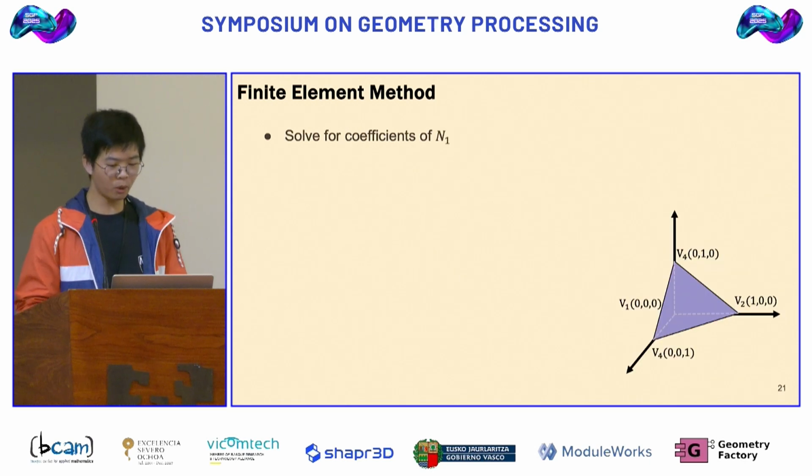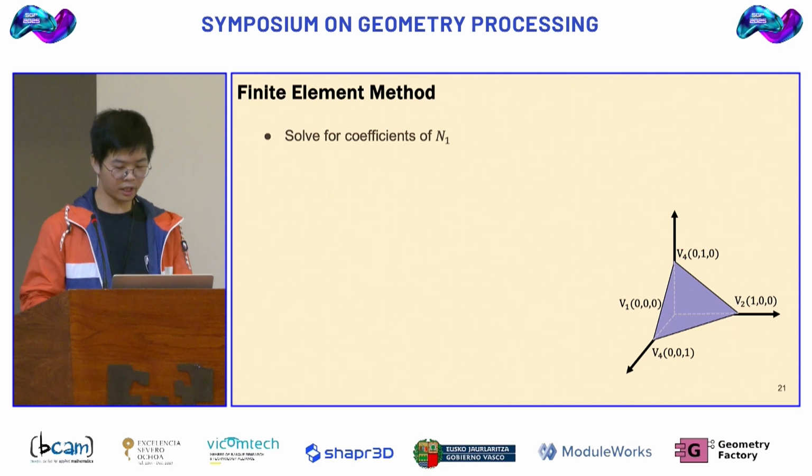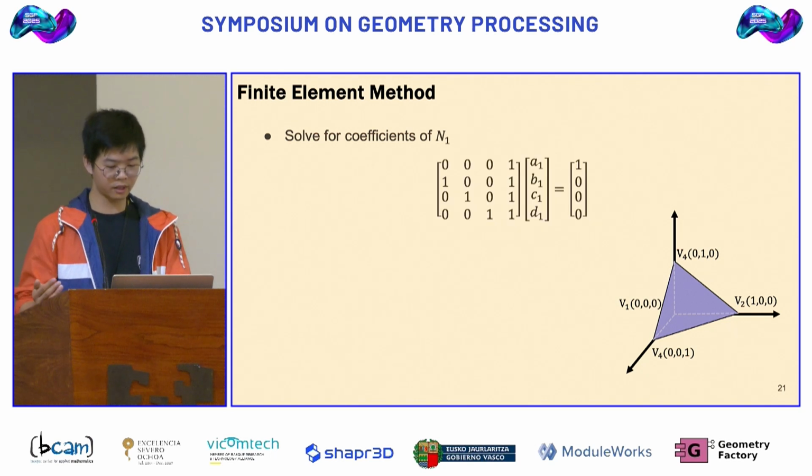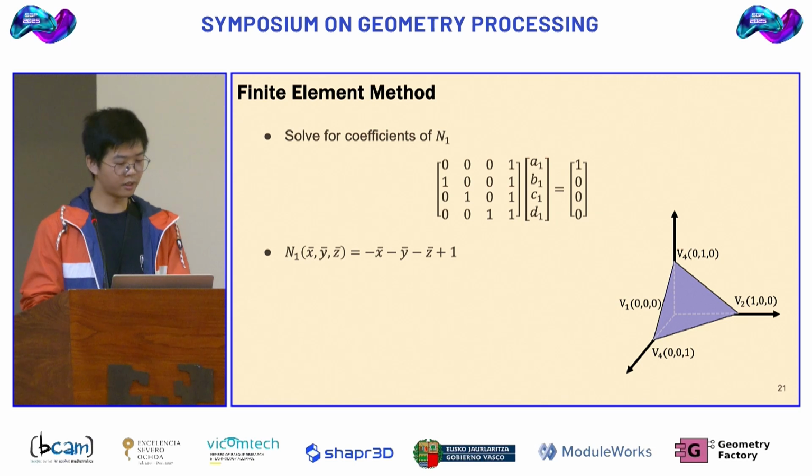Here is an example for solving the coefficients of basis function 1 associated with vertex 1. Consider we have this kind of tetrahedron located at the origin. For the coefficients of n1, we have the right side value to be 0, and only the value associated with vertex 1 is 1. And the left side are the vertex positions. And by solving this equation, we can get the basis function n1 for vertex 1. And similarly, we can also obtain the other basis functions for the other vertices.